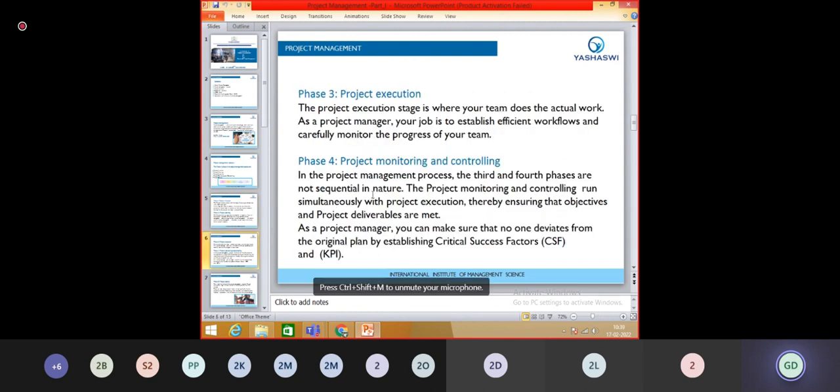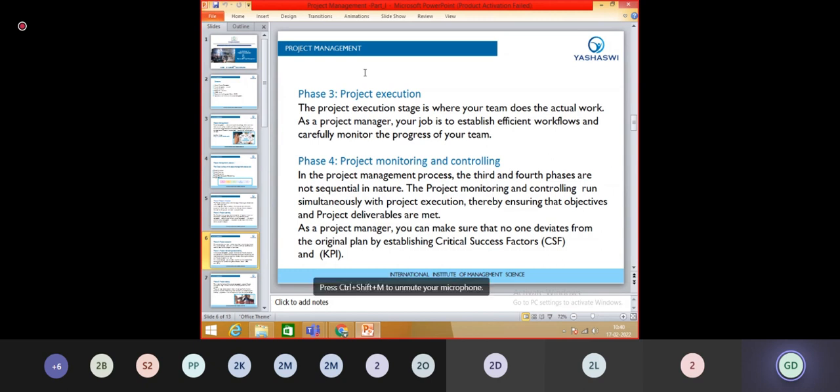The third phase is the project execution phase. The project execution stage is where your team does the actual work. As a project manager, your job is to establish efficient workflows and carefully monitor the progress of your team. Execution is nothing but the field of work. The people have started working on one part, on the actual plant site. That is nothing but project execution, where your team does the actual work.